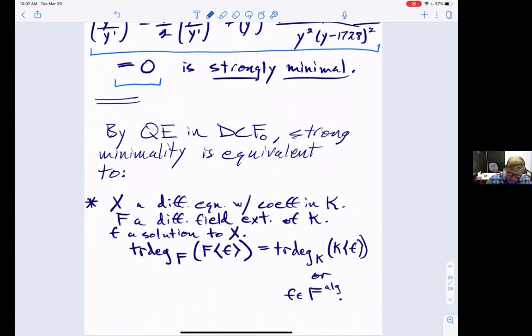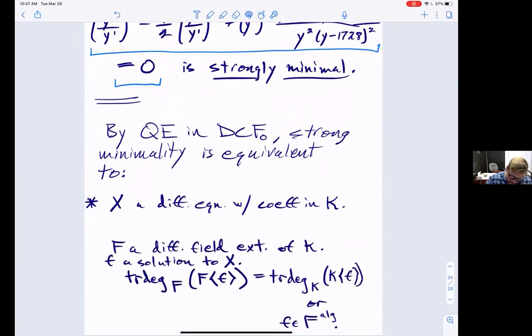So strong minimality of that equation means that if you take any solution to that equation, so let's say that the equation you're talking about is defined with coefficients from a differential field K. And we take any differential field extension of K and any solution to the equation X. Then the transcendence degree of the differential field extension generated by the solution over F is either the transcendence degree of the differential field extension generated by the solution over K, that is the order of the original equation, or 0, because F is algebraic.